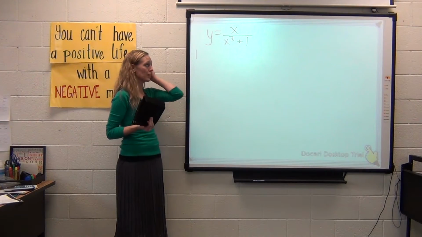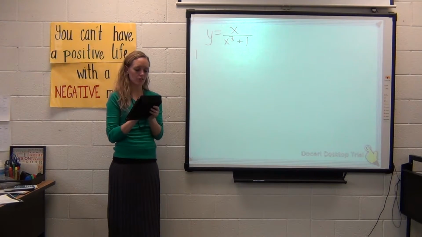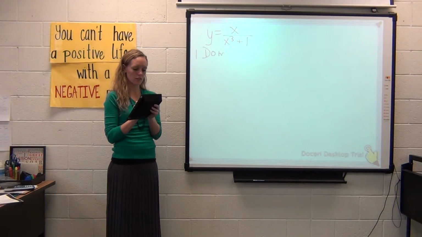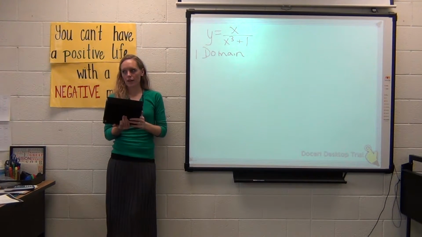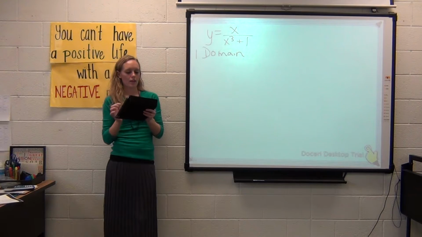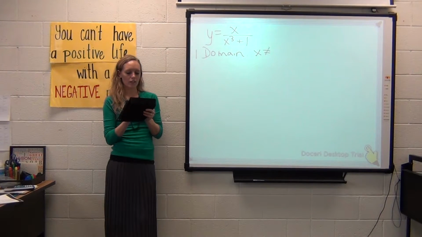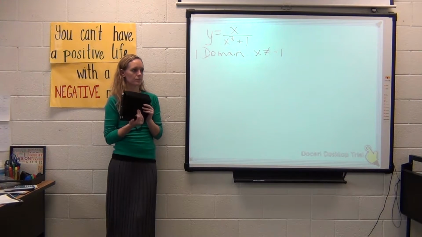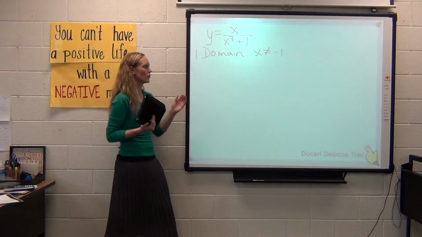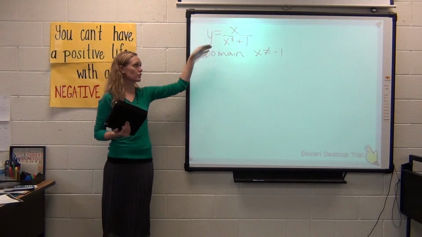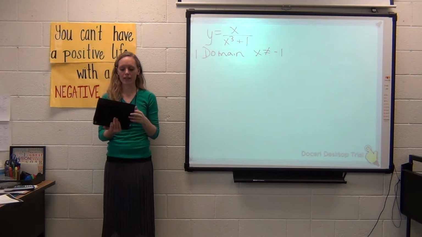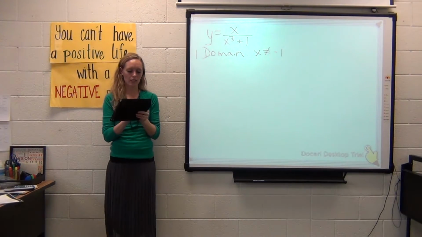The first step being the domain. We need to identify the domain of this function. x cannot equal -1. Why? Because it would make it undefined. You'd end up with a 0 in the denominator, and we can't have that. So this function is going to exist everywhere except where x is equal to -1.